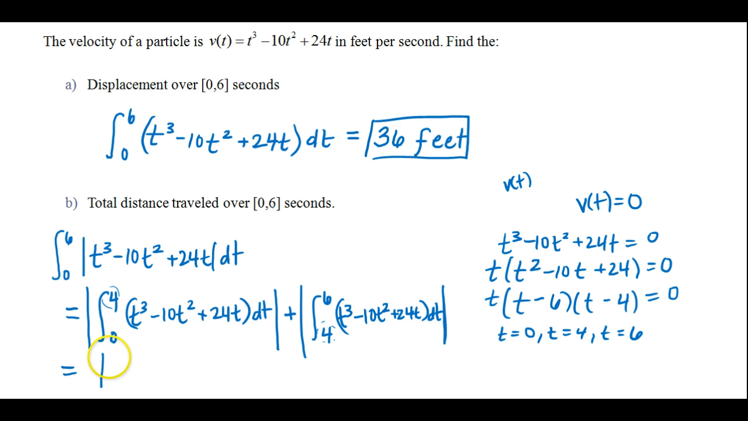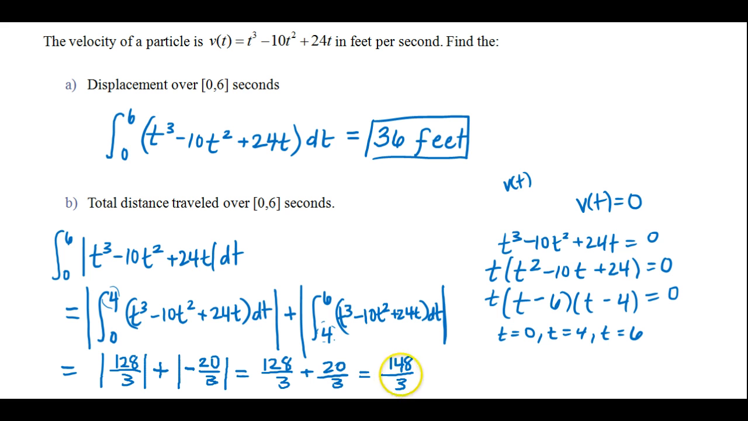And it turns out that this first part ends up being 128 over 3 plus, and now the second part, because we knew what the graph looked like, is going to be negative. So this would be negative 20 over 3. But now the absolute value bars will make both positive. So plus 20 over 3. So I get 148 divided by 3. And if I simplify this, this is my exact answer, but if I want to write it as a decimal, it's going to be 49.333 repeating.